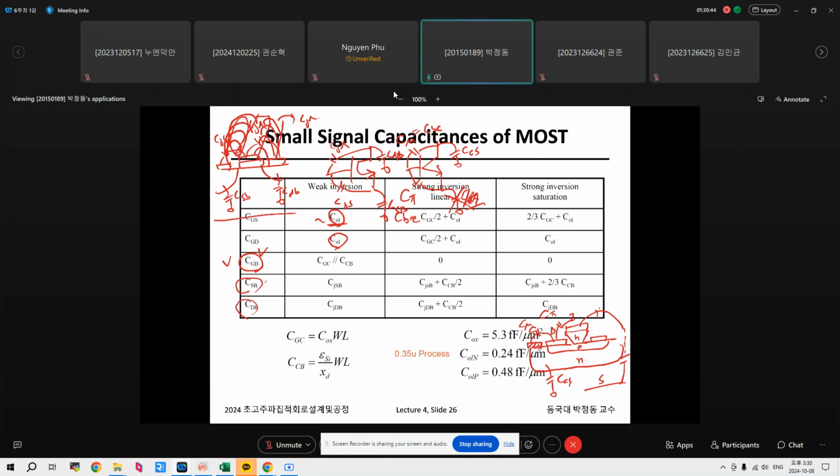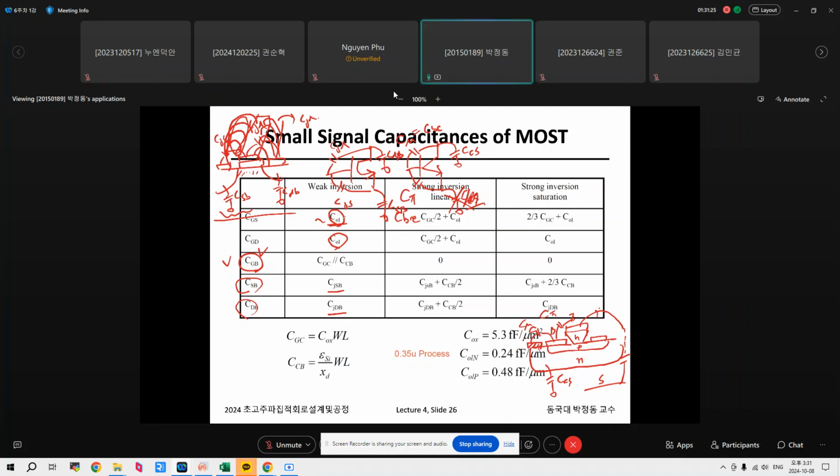How about CSB? CSB is source to bulk, right? This is definitely junction cap. So we just describe it as CJSB. CDB is also junction cap. So that's how it goes. In the weak inversion, there is no definite capacitor between these two, since there is no channel at all.